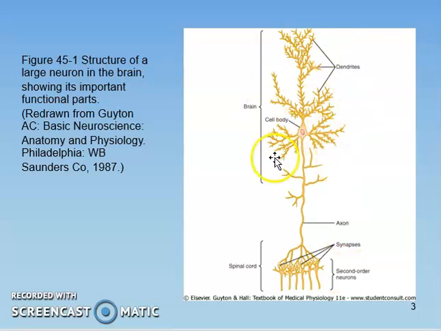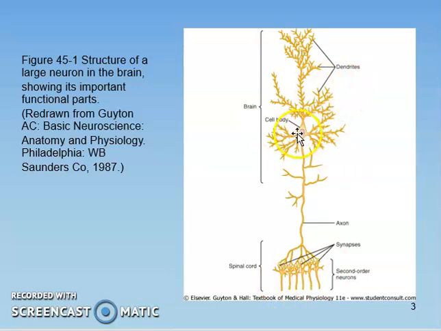Now have a look at this diagram. Here's the structure of a large neuron in the brain, showing its important functional parts. This is inside the brain. This is the one which is there in the spinal cord, and these two are connected to each other. Now, there are many neurons which are connected with this single neuron. So in the brain, this is one which is connected. This is one neuron which is connected to many neurons in the spinal cord here.